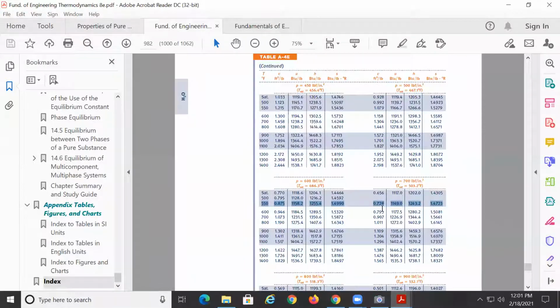What do we get? V, which represents V as state 1, will be equal to 0.728. What should be the units? Cubic feet per pound. And to save some time, I'm also going to put what should be the internal energy. U sub 1 should be 1,149 BTU per pound.